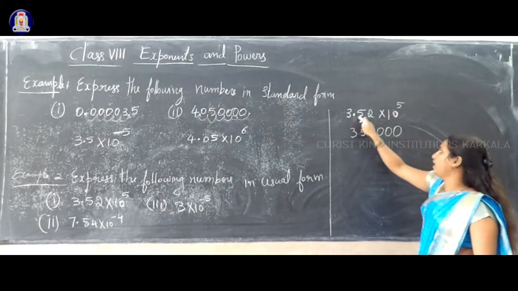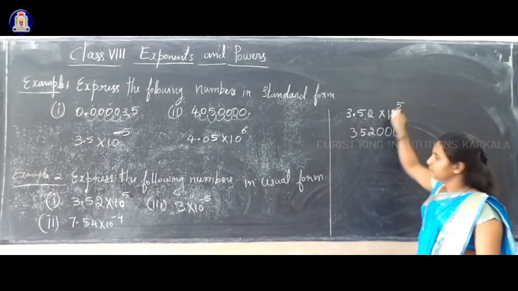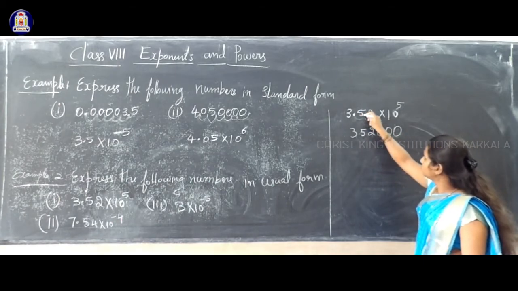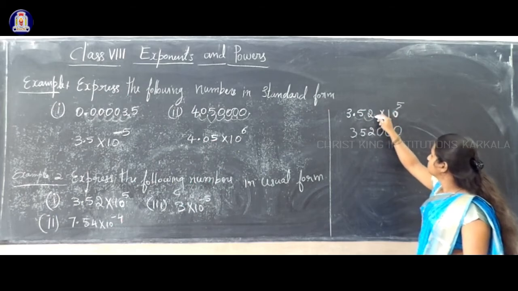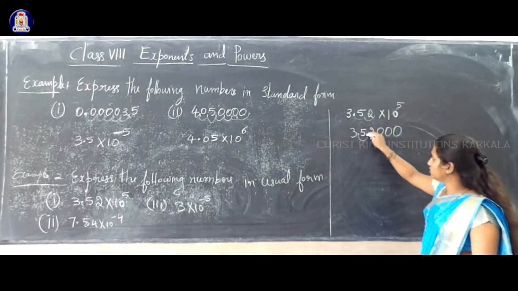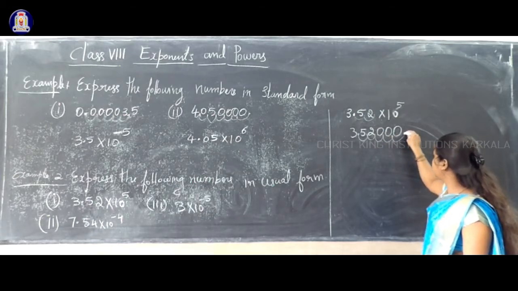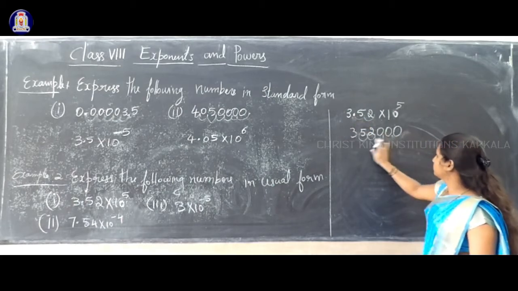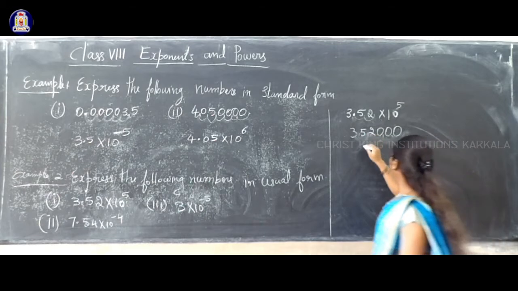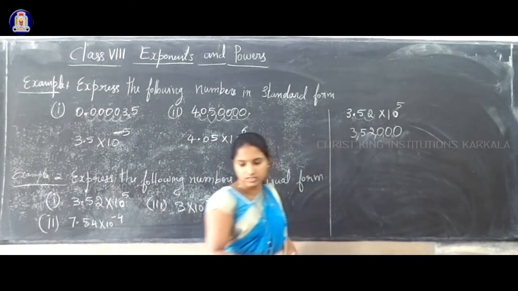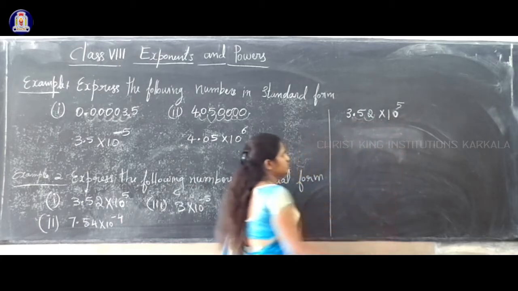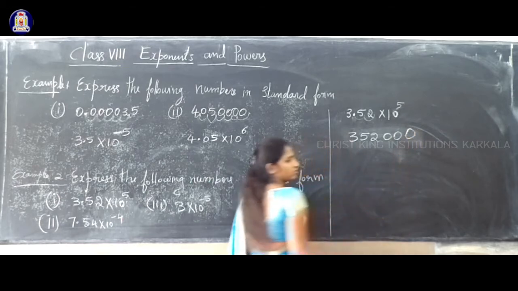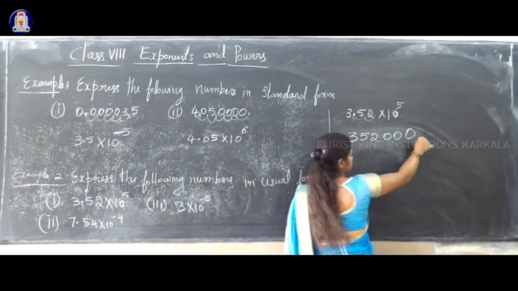3.52 into 10 power 5 means 352 and then zeros. The decimal point is here, one step, second step, third, fourth, fifth. The decimal point comes here, at the last. Okay, is it correct? I'll write it again: 352,000. The decimal point we get here. This is the usual form.